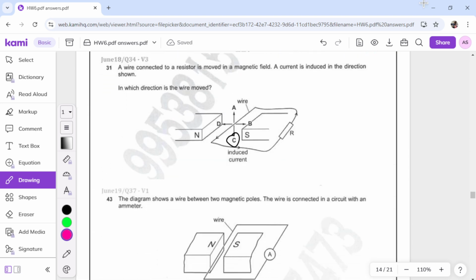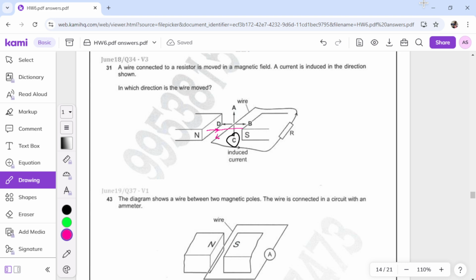A wire connected to a resistor is moved in a magnetic field. A current is induced in the direction shown. In which direction is the wire moved? So he gave me the induced current, and we have magnetic field from north to south. So every time he mentions induced current, you have to use what?